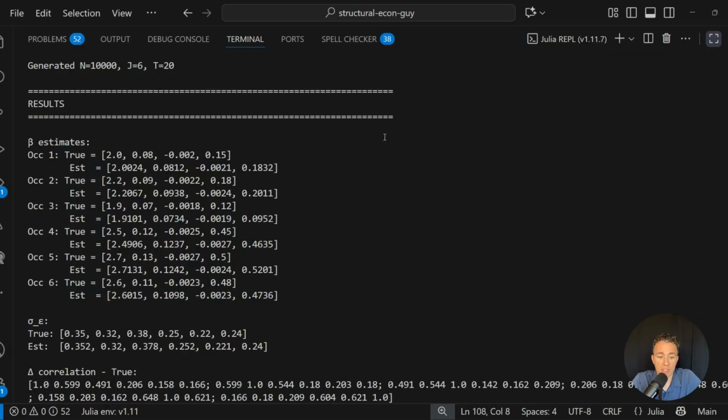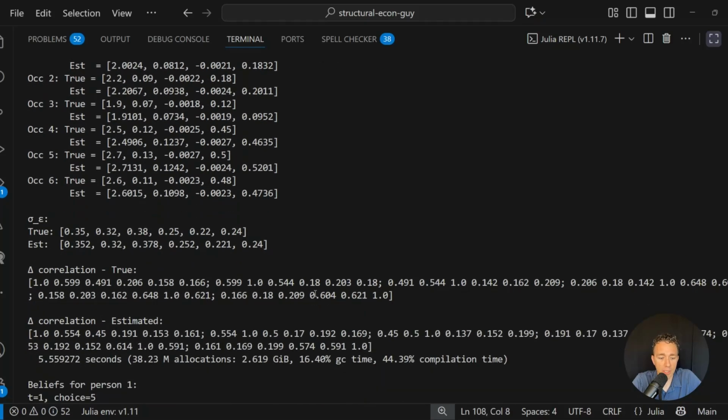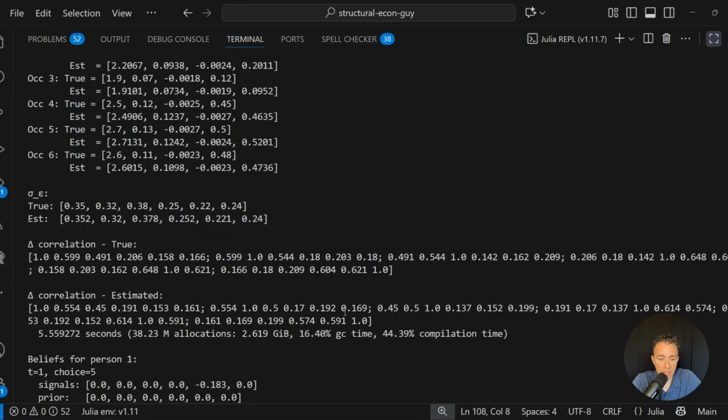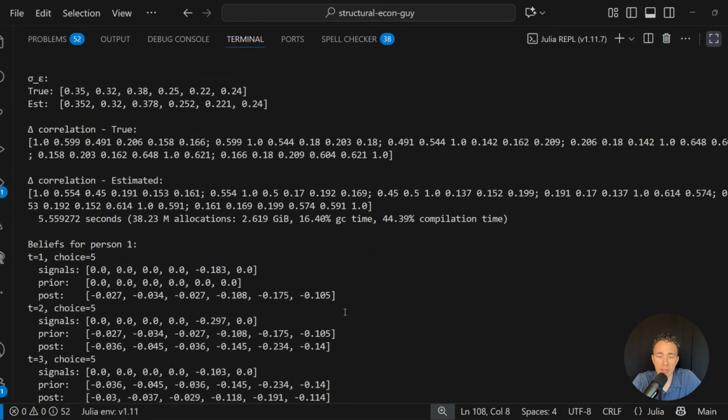Okay, so I went through and fixed the code and printed out the correlation matrix, and we can compare the estimates with the true values. So a lot of these numbers are very similar, and so it looks like we got a reasonable estimate of these correlation matrix parameters. So now that we have those, we can look at what are the beliefs of this person.